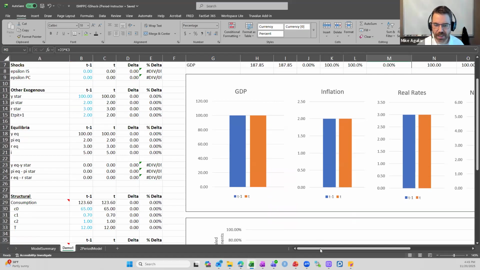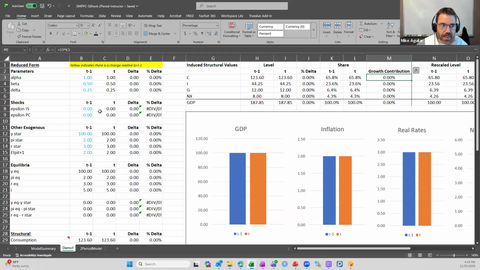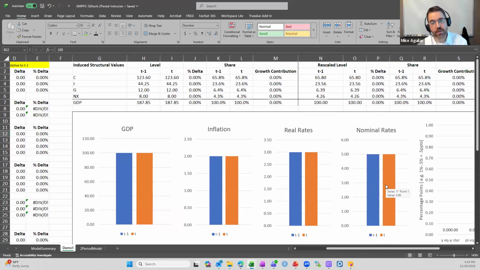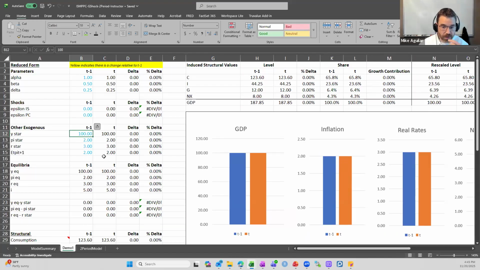It looks kind of unexciting, right? It's 100 and 100 in T minus 1 and T respectively. Well, why is that? Well, if you think about it, there's no shocks. And if there's no shocks, that means that we should be at the long run level. What's the long run level? Y star. And if we're at the long run level of output, we're at the long run level of inflation and real rates. And therefore, the nominal rates are just going to be the 2% inflation target and the real 3%, that's your 5%. So it's unexciting, but we can make it more exciting.